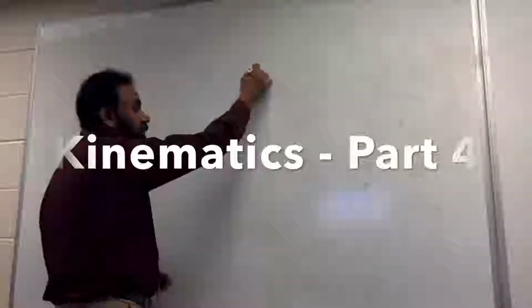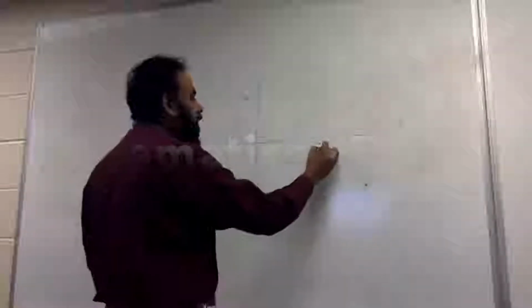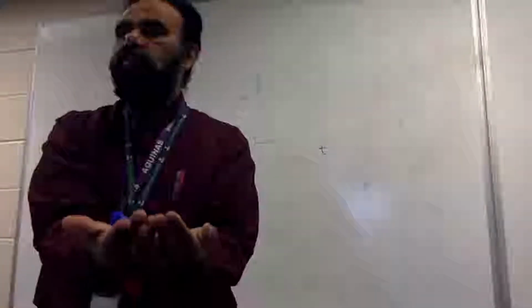I had asked the question to draw the velocity time graph for a certain motion, right? The last class, that was how we finished it. So when I throw the marker up and it comes back and lands on my hand, how do you draw the velocity time graph? And did you all manage to do it?